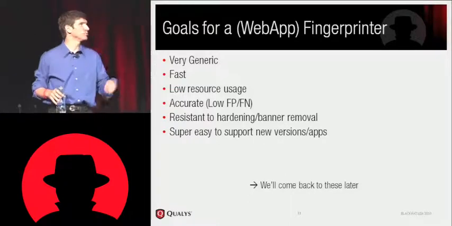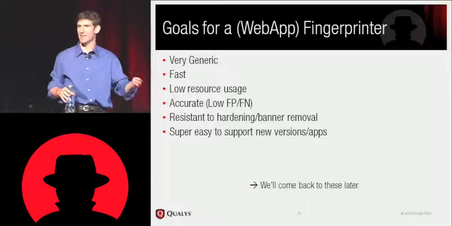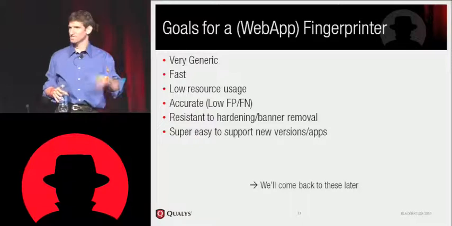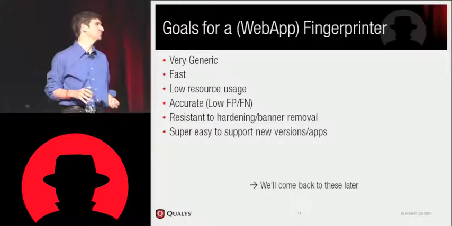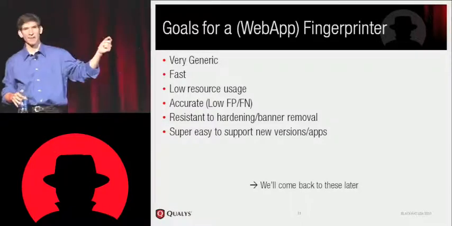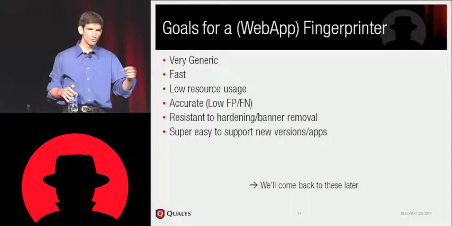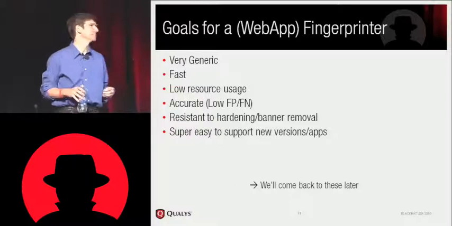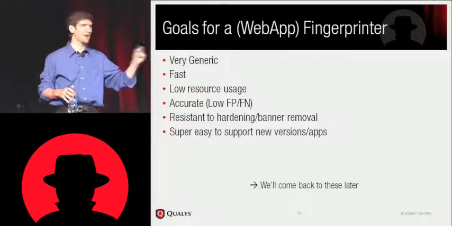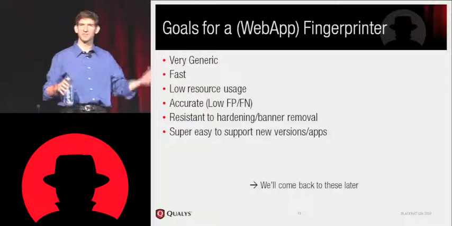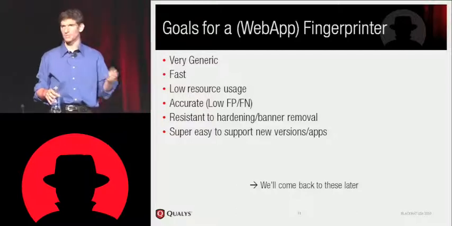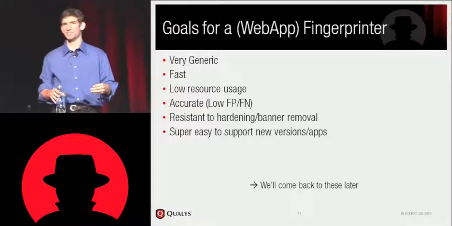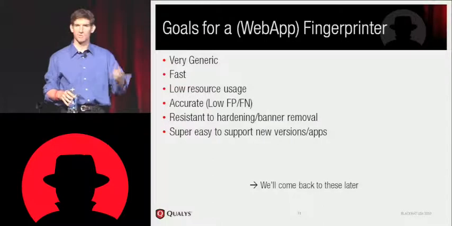We want it to be low resource usage. You shouldn't abuse the machine on the remote end, and you shouldn't have to have a gargantuan machine on your end. Accurate, low false positives, low false negatives. These are the things that make a tool actually useful. Obviously resistant to the hardening and the banner removal that is slowly starting to happen in web applications that was used by the regexes. And then here, I am just one person. I'm trying to support a lot of web apps, so I need to design a system that would be very, very easy to support new apps. And if I'm asking people outside to help me with that, I want to make it very, very easy for them to help support a new app that maybe only they have access to.